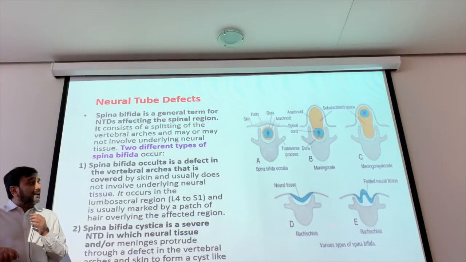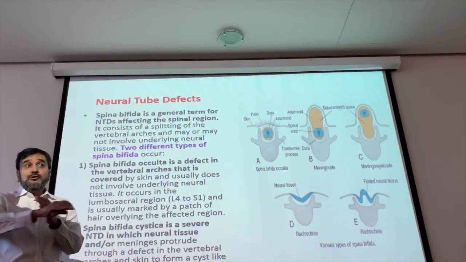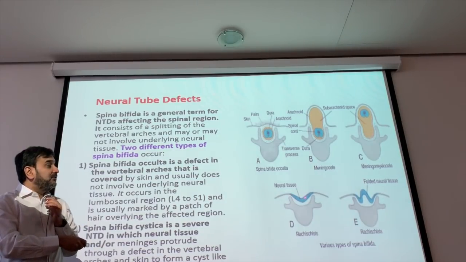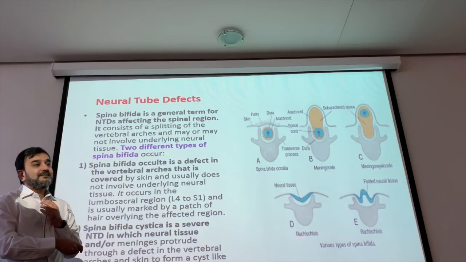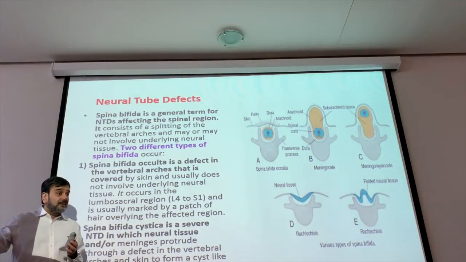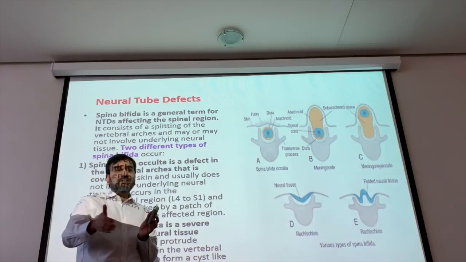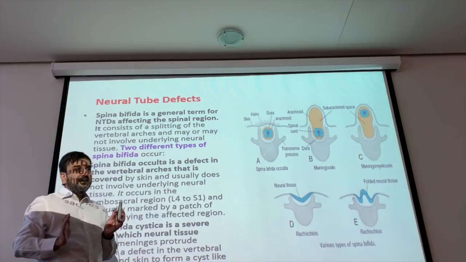A more severe form of the spina bifida is where you have no vertebral arch, no skin, no meninges covering, and the spinal cord tissue or the nervous tissue is exposed to the exterior. This is called rhexis. It's a very severe form of the neural tube defect where you have no covering of the skin, no covering of the meninges, and the nervous tissue is exposed to the exterior.